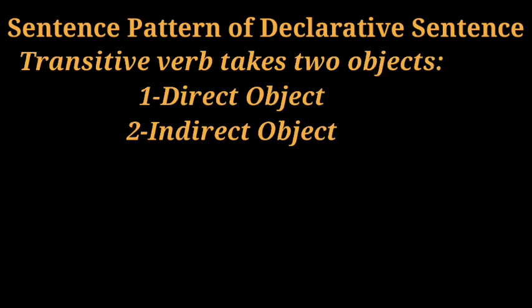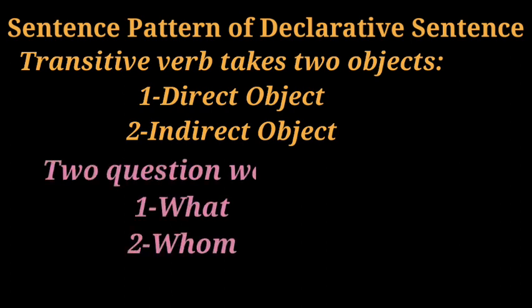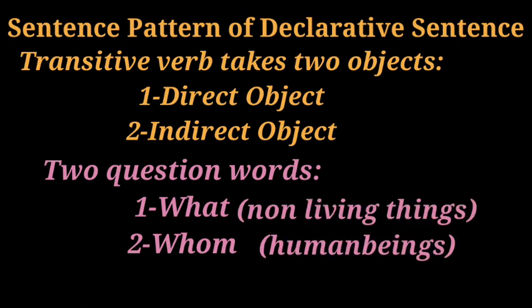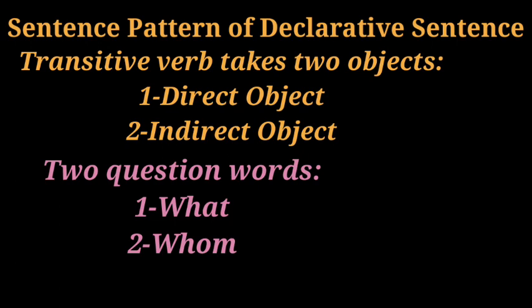Dear students, a transitive verb takes two objects, the first one an indirect object and the second one a direct object. So to find out the object in a sentence, we need to ask two question words like what and whom. Keep it in your mind that we use the word what for non-living things and whom for human beings. So if we get the answer by asking the question whom, that comes under our indirect object. And if we ask questions by using the word what and we get the answer, that comes under our direct object.